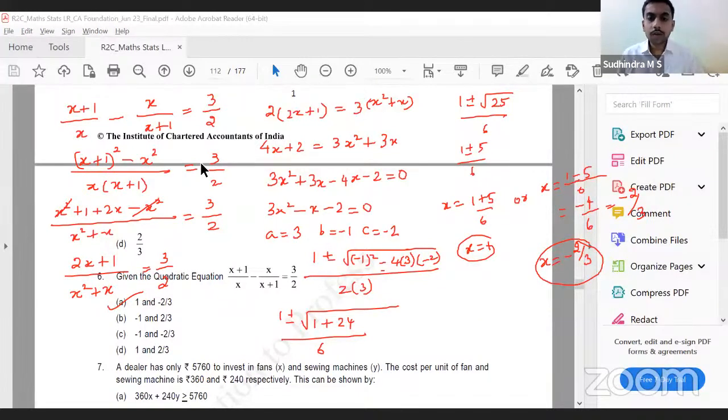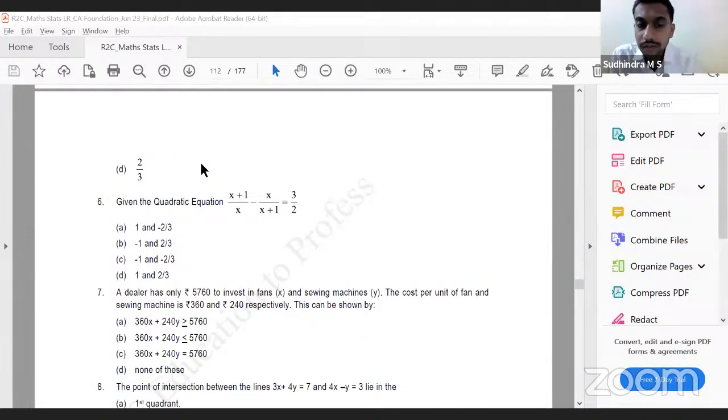A dealer has only rupees 5760 to invest in fans and sewing machines. Cost per unit of fan and sewing machine is rupees 360 and 240 respectively. This can be shown by Option B. Because the maximum amount available is only 5760, that is the maximum you can spend. So it should always be less than or equal to. So 360x plus 240y less than or equal to 5760. Option B is the right answer. So we need to understand the constraint, whether it's minimum or maximum. Accordingly, the signs change.